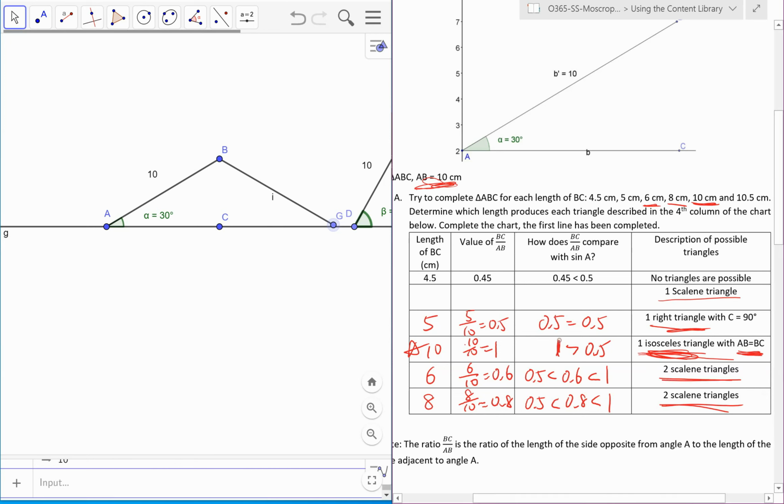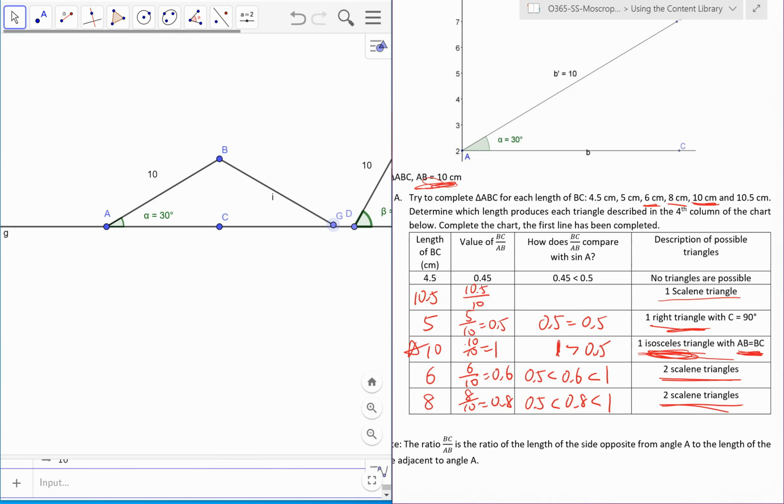When it's equal to 1, you will see you have one isosceles, because BC over AB is 1. If that's the ratio, then two side lengths are the same. Therefore, you would have an isosceles. The last one, 10.5: if this was the length for BC, we have 10.5 over 10, and I have no idea what this is. I'm going to put that into a calculator.